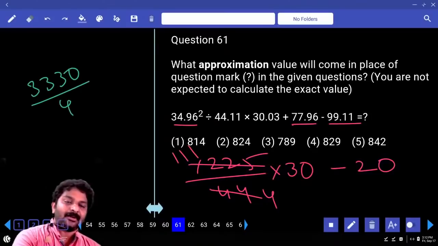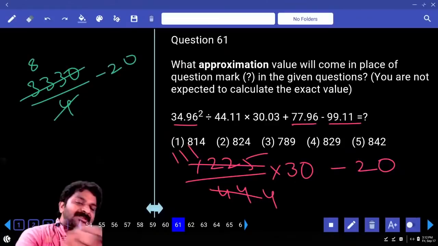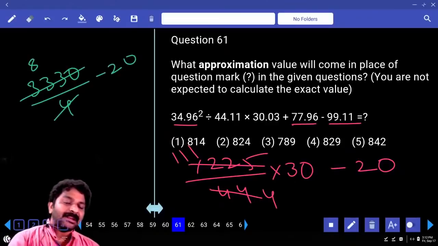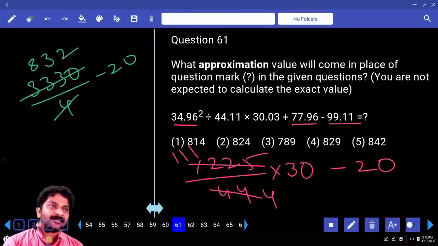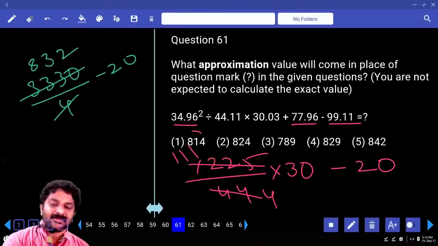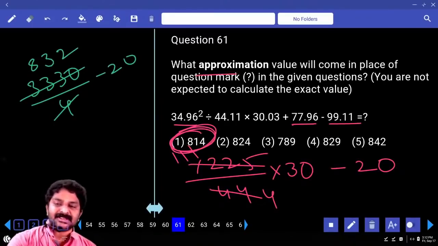3330 divided by 4 minus 20. Come on, 4 cancellation. 4, 8 times 32, 13 we have, 3 times 12 and then 2. 832 minus 20. 812. Answer should be approximately 812. First option, 814, final answer. These are approximations.